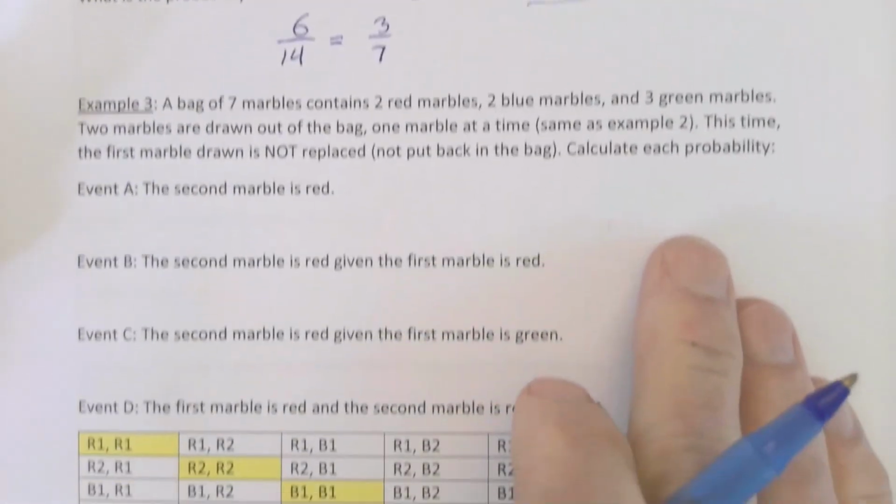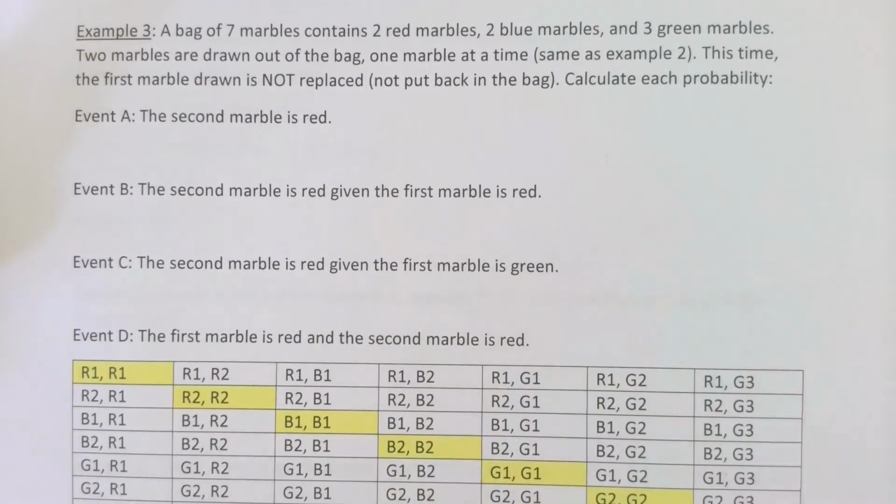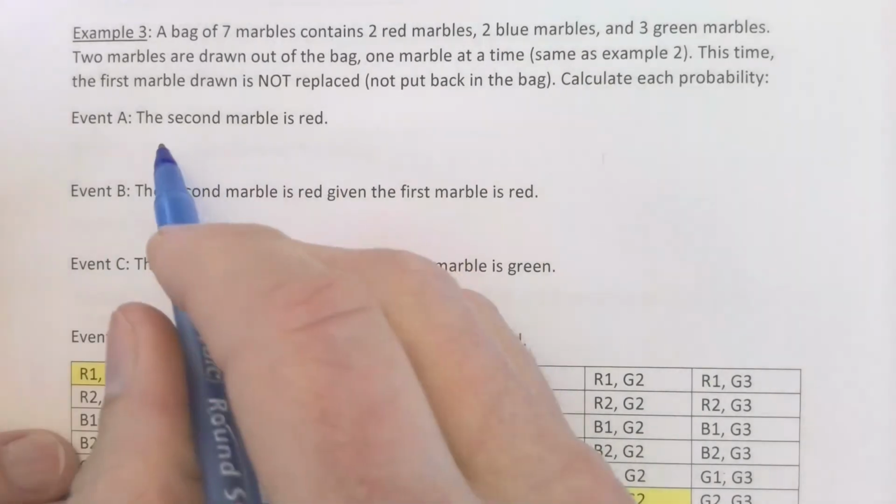Now this one's set up a little bit differently. You still have 7 marbles. You still have 2 red, 2 blue, and 3 green. But this time when you pull the first marble out, you're not going to put it back. So this is called drawing a marble without replacement. That has a big effect on the second draw. And we'll see how that works.